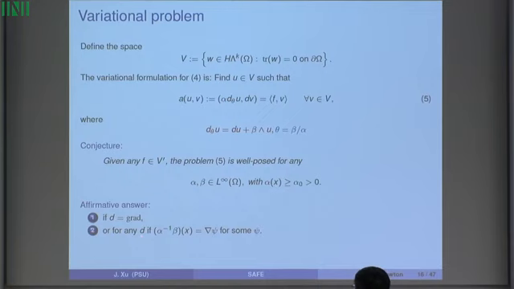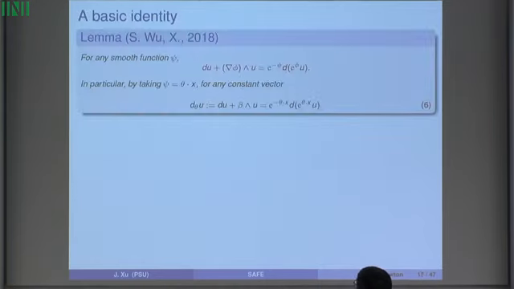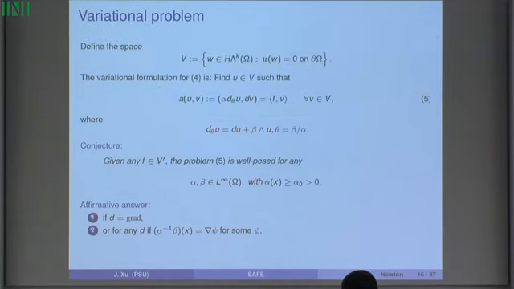If this one is actually a gradient of psi, it's also true. The reason is that you have this. If this one is the gradient of psi, this is also well-posed. But my conjecture is that it should be well-posed for any beta.